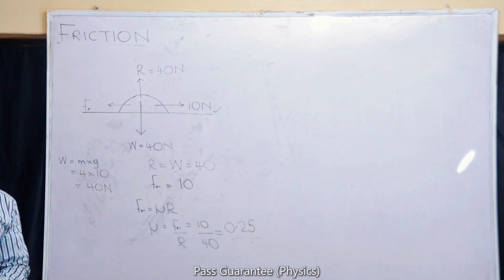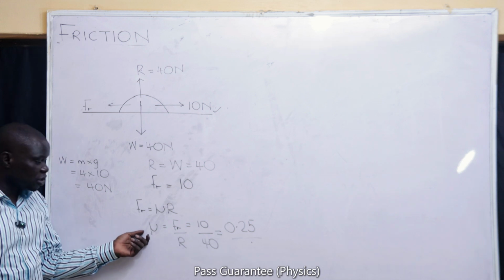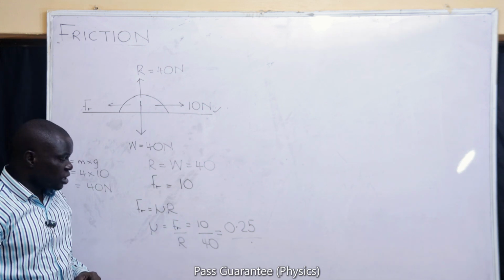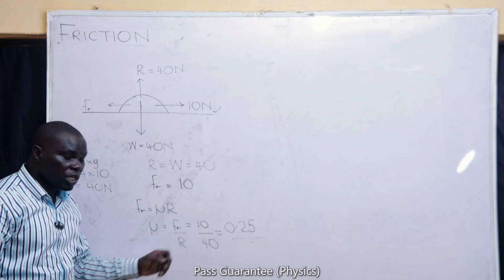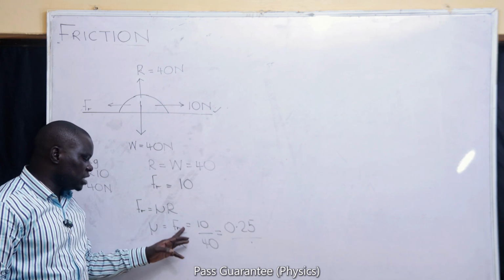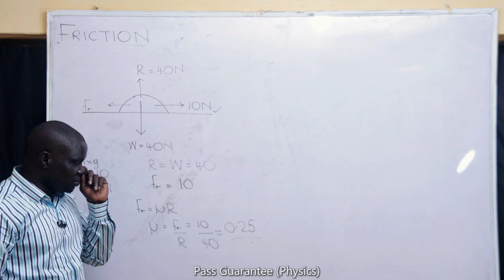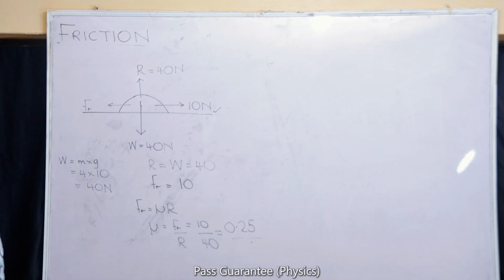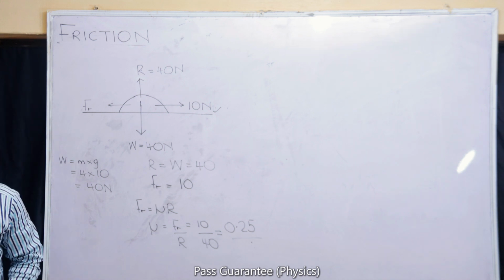That is the answer to that question. Coefficient of friction does not have units because we are dividing two quantities that have the same units. One is in Newton, the other is also in Newton. Even if they have not been given in the same units, you must convert them to the same units before you can get the coefficient of friction for that surface. Now we can move on.